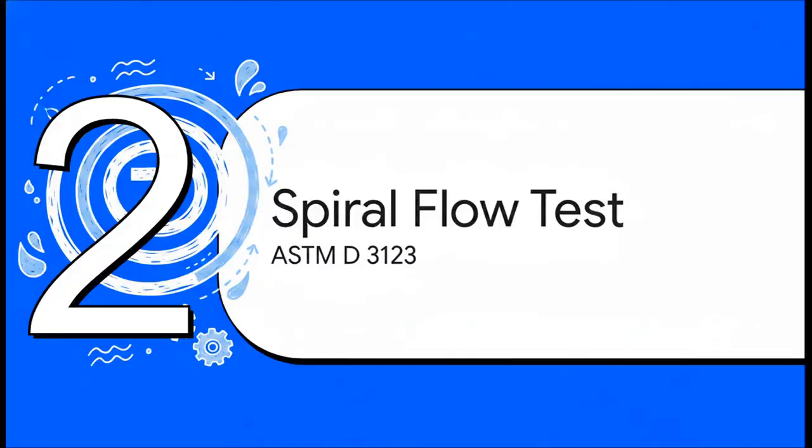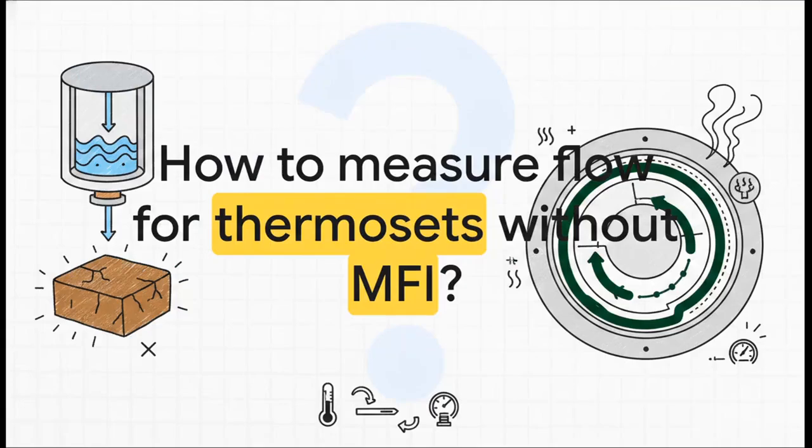Okay, moving on to Section 2, the spiral flow test. Hold on a second. MFI is for thermoplastics, the stuff that melts and flows. But what if the plastic is a thermoset compound? We can't just melt that in an MFI machine, right? Wouldn't it just cure and totally block the barrel?